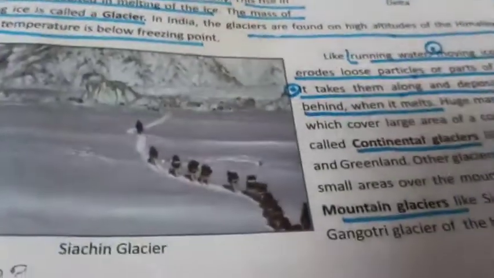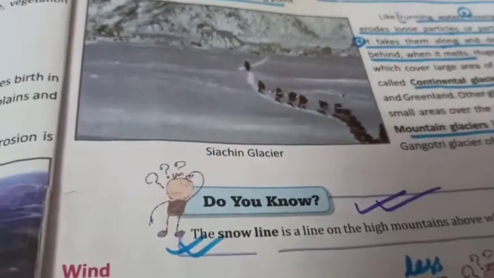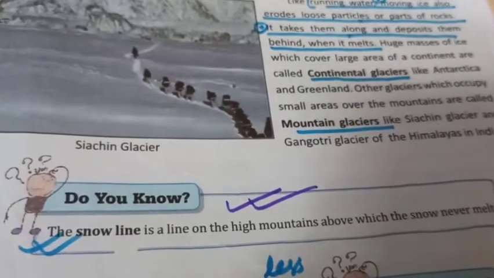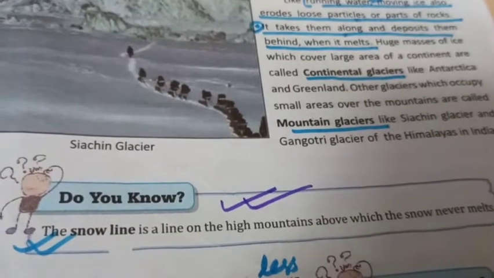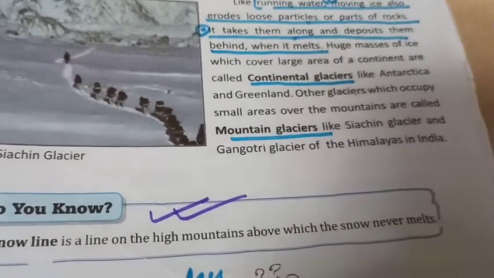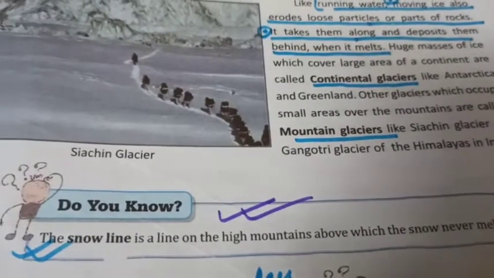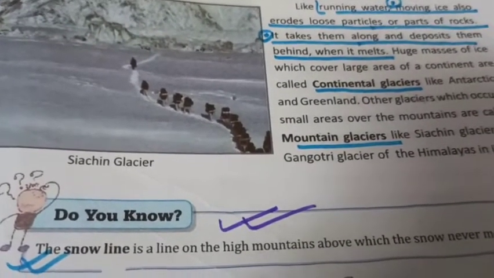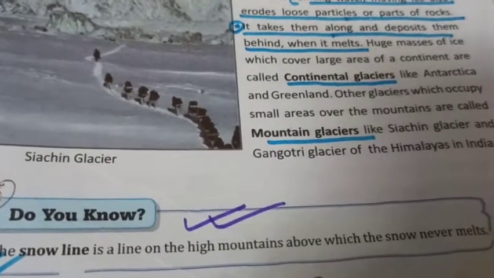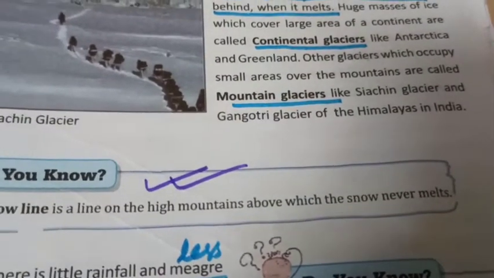Now let's revise one more Do You Know, that is the snow line. What do you mean by snow line? The snow line is a line on the high mountains above which the snow never melts.